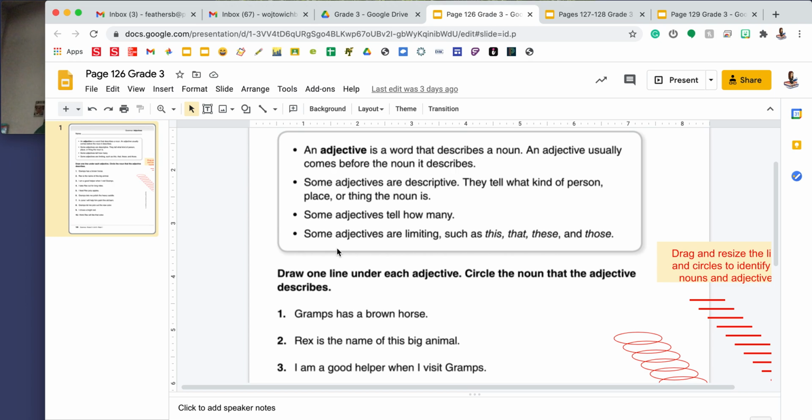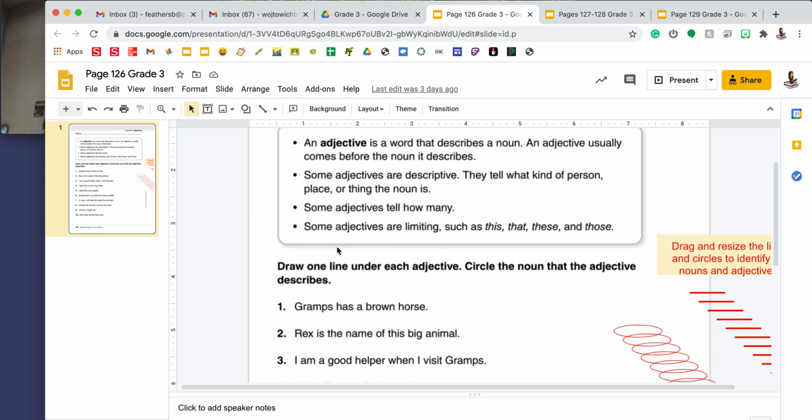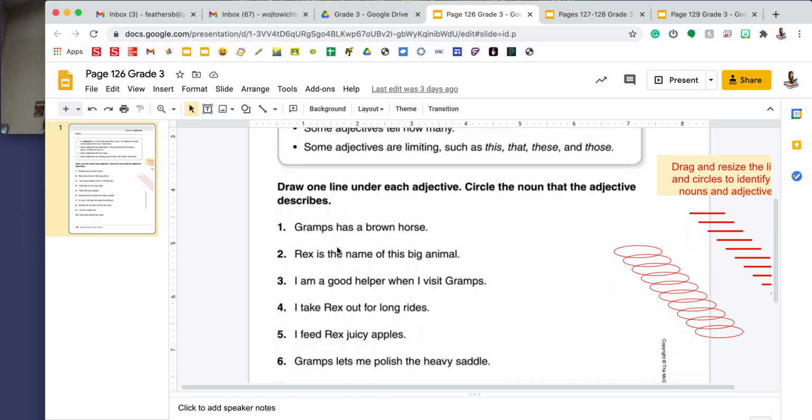Some adjectives are descriptive. They tell what kind of person, place, or thing a noun is. Some adjectives tell how many, so it could be a number. Some adjectives are limiting, such as this, that, these, and those.